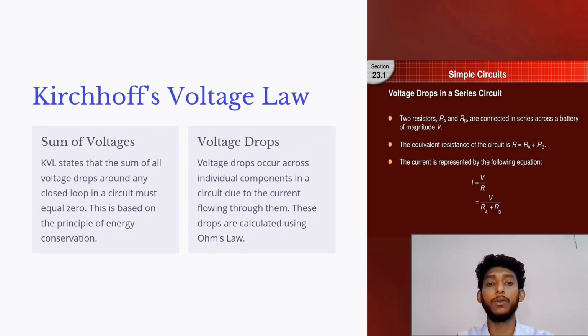Voltage drops. Voltage drops occur across individual components in a circuit due to the current flowing through them. These drops are calculated using Ohm's law. If we want to find the equivalent resistance, the formula is Req equals Ra plus Rb, and here I equals V by R.